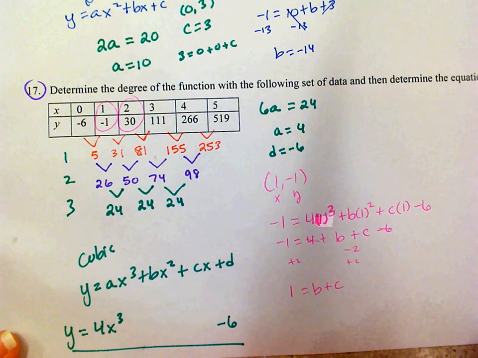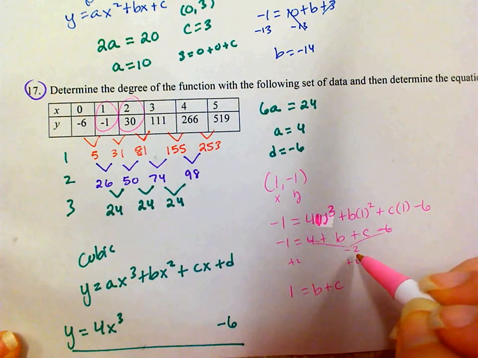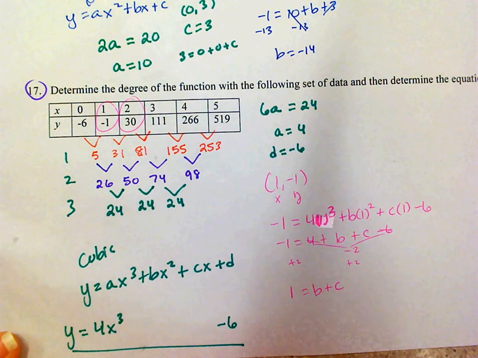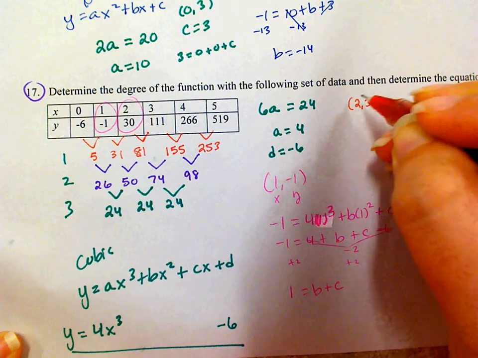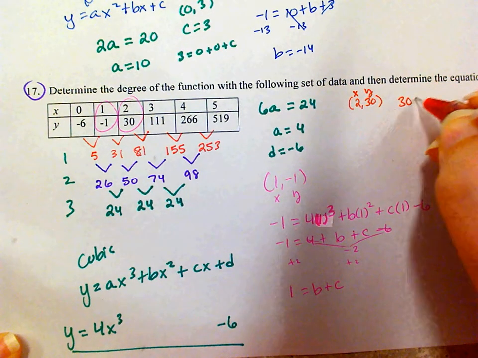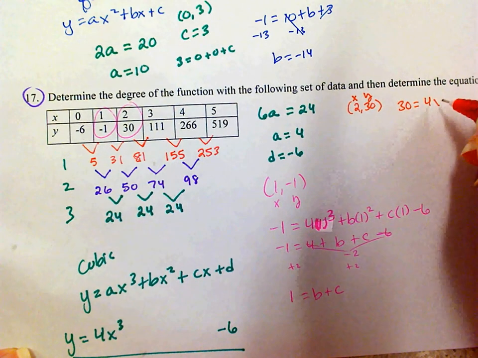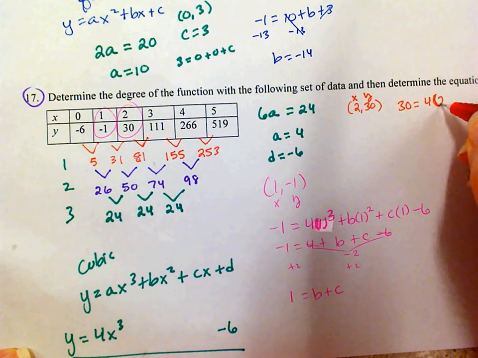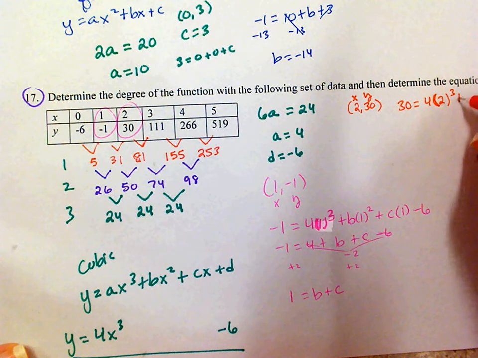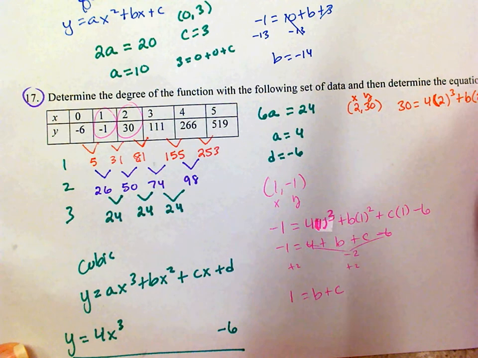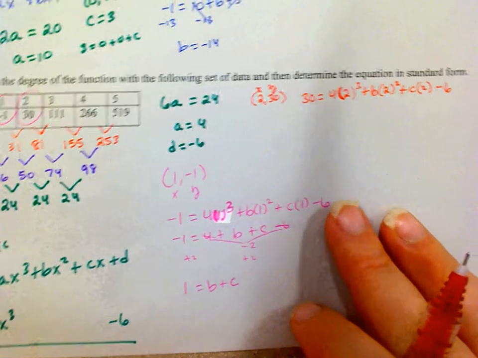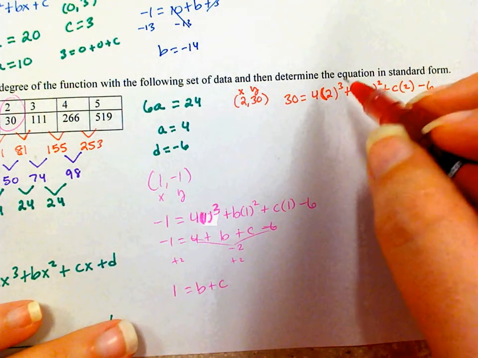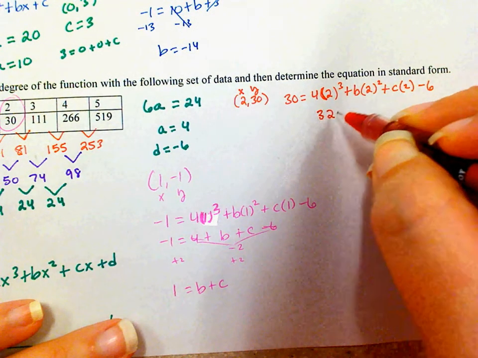Okay? Now let's do it again, but let's do it with the point 2, 30. So that's my x, this is my y. 30 equals a, so 4, let's do it again. 4x cubed, so 4 times 2 cubed, plus bx squared, so 2 squared, plus c times x, which is 2, plus d, which is minus 6. Sorry, I'm off the page. Okay, so 2 cubed is 8, and 8 times 4 is 32. 2 squared is 4, so plus 4b, plus 2c, minus 6.